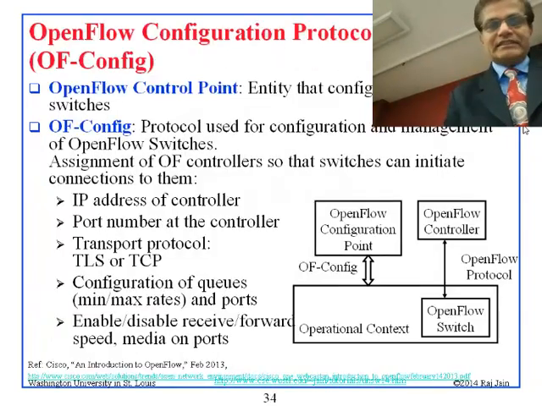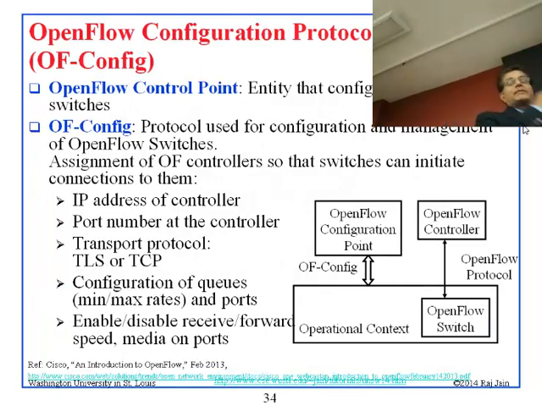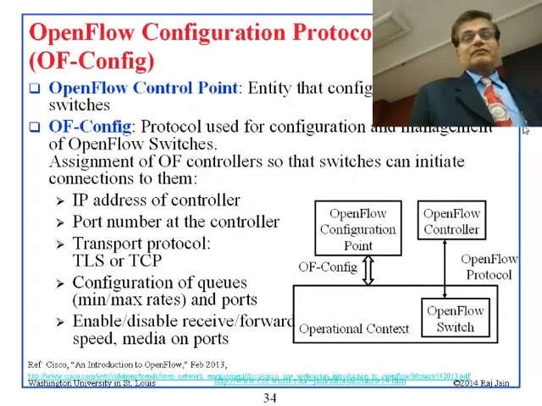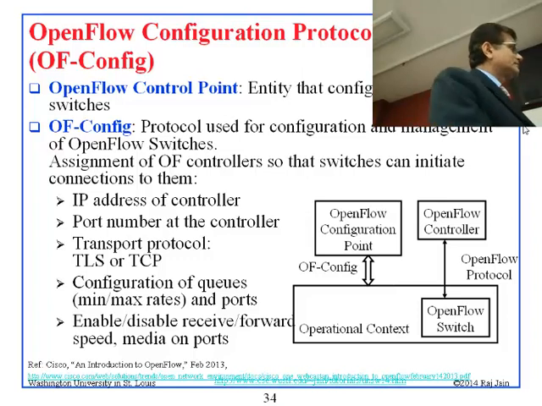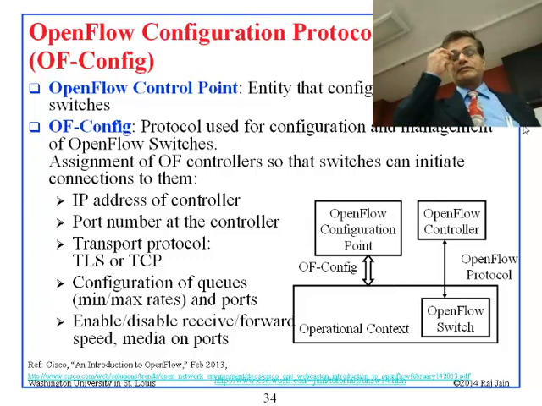Let's see one more. Maybe this slide will help. So that is bootstrapping. The next protocol is called the OpenFlow configuration protocol. This is a protocol which is used to program the switch. Just like OVSDB, there is the OpenFlow configuration protocol, OF-Config. With this protocol, you can tell it the IP address of the controller, the port number of the controller, which protocol to use, what security to use, how many queues and ports, and so many other things. So you program the whole switch using OF-Config first before it speaks OpenFlow.